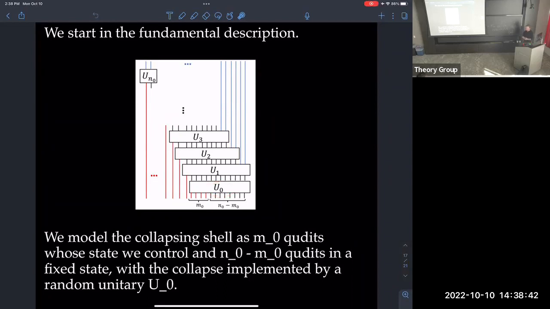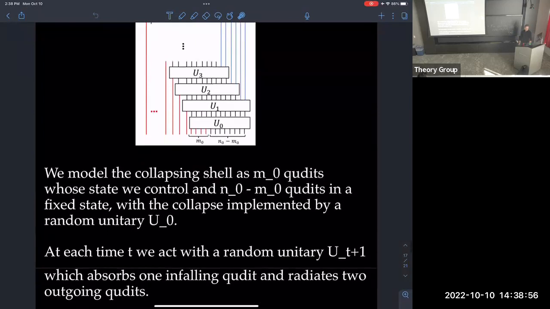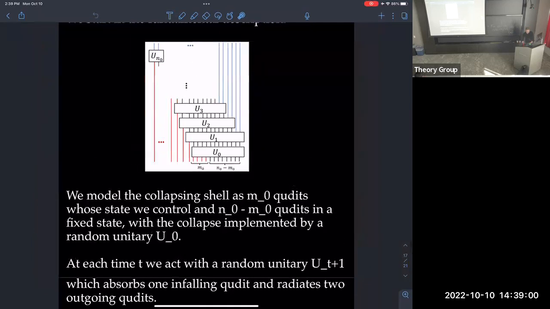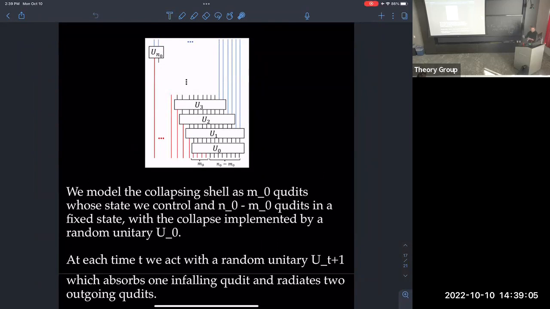Again, we're just going to model it using random unitaries. In our paper, we actually have slightly more realistic models where it's not just one big random unitary, it's something maybe a little bit closer to what gravity is doing. The idea is that at each time t, we act with a random unitary, which absorbs one infalling qubit and radiates two outgoing qubits. You can see here, u1 is the first time evolution step, and it's taking in not just the output of u0, but also this extra red line. And it's outputting the black lines here, but also two lines that we're coloring blue. These two qubits we imagine as just going off, they're like the radiation that is emitted. So there's two that come out and one that comes in at every time step. That's just the choice we made so that it'd be kind of like a general black hole that's maybe absorbing something, but we want it to radiate away, so it's going to radiate more quickly than it's absorbing. This was the simplest thing we could think of that does that.